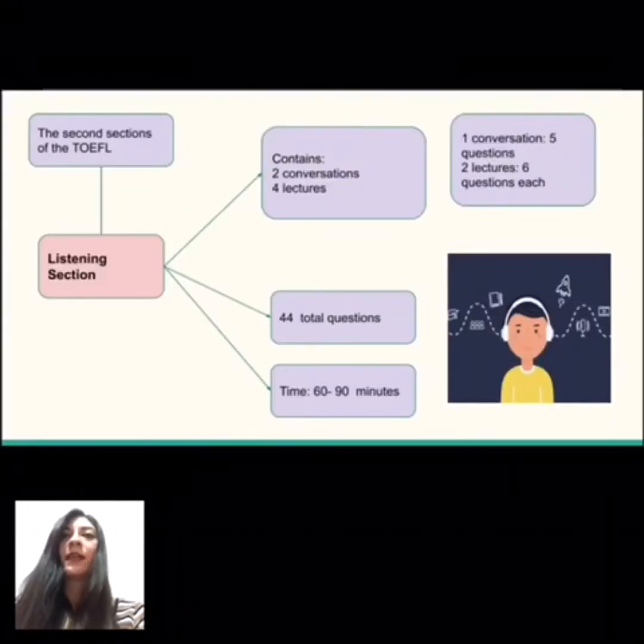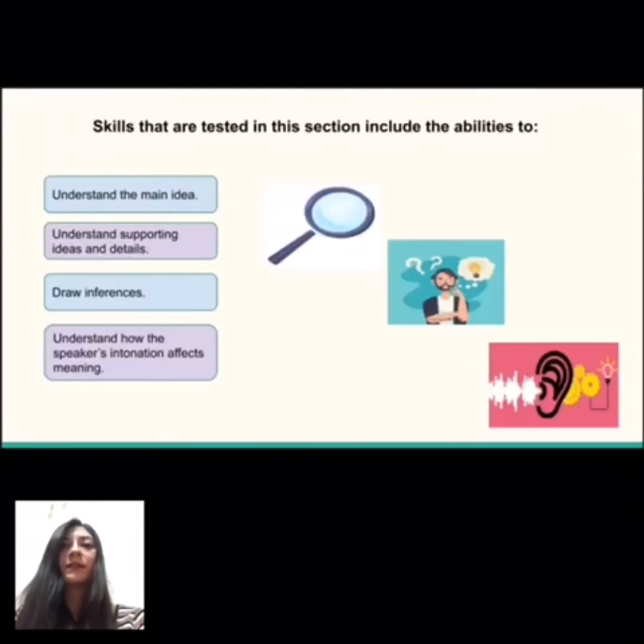Listening is the second section of the TOEFL iBT. This section tests your understanding of spoken material and your ability to answer questions about the conversations and lectures that you hear. You will listen to a total of 2 conversations and 4 lectures. Each conversation is followed by 5 questions and each lecture is followed by 6 questions, in a total of 44 questions. You will have approximately 60 to 90 minutes to complete this section.